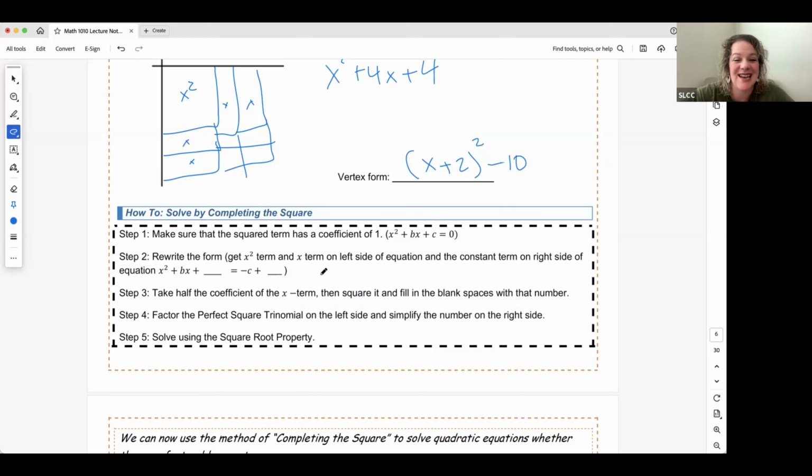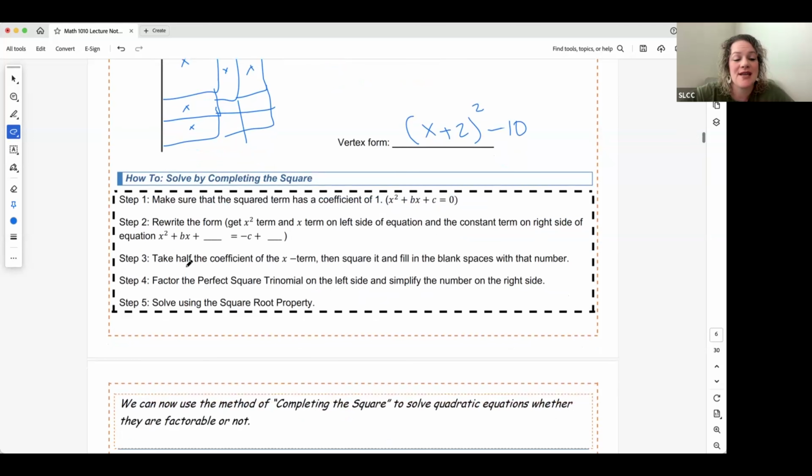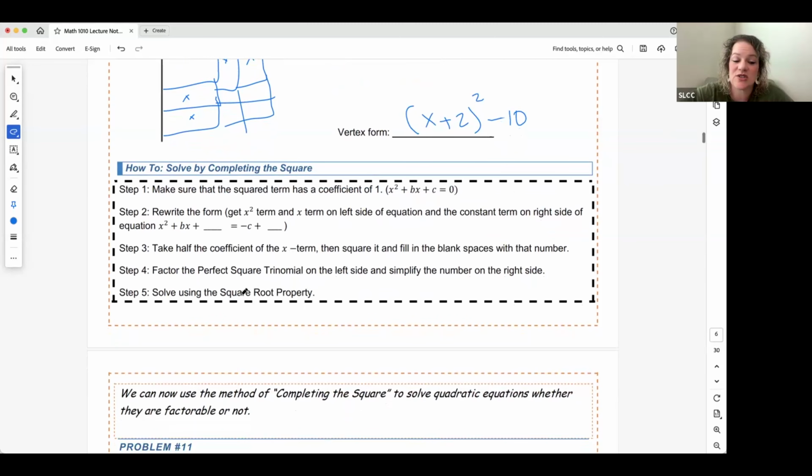Okay, we'll look at that in the next video. Step 3, take half of the x term, fill in the blanks, and factor that perfect square trinomial, and use the square root property to solve. In our next video, we'll go through this process.